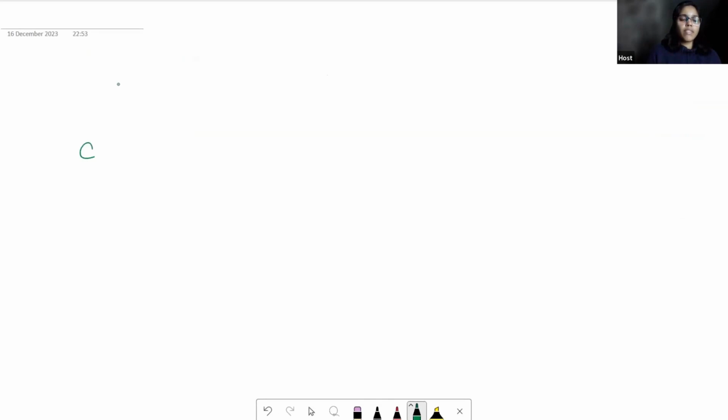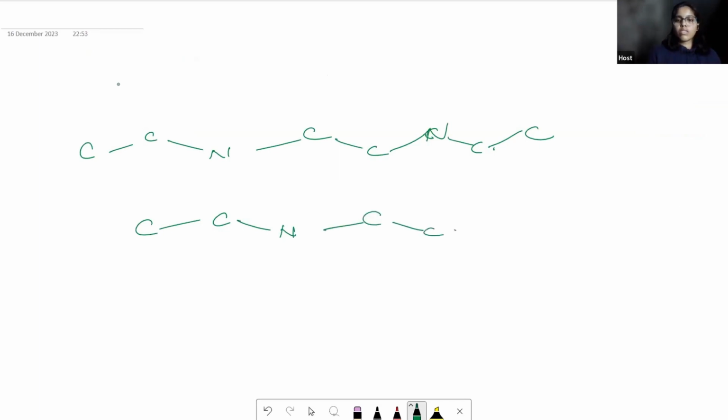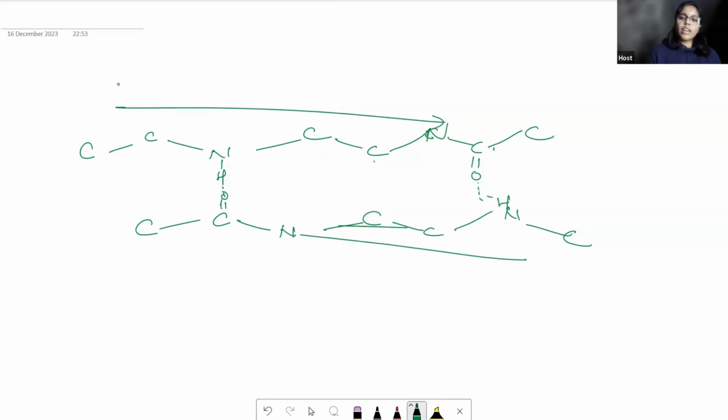If you have an amino acid chain like this, you will have hydrogen bond over here. These hydrogen bonds will all be parallel to each other. And here the chains can be parallel to each other or anti-parallel to each other.